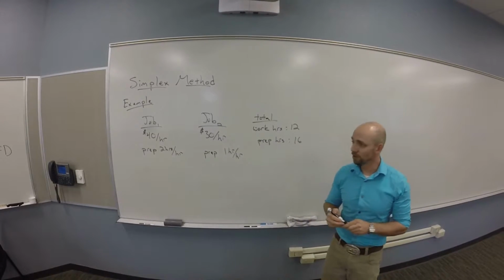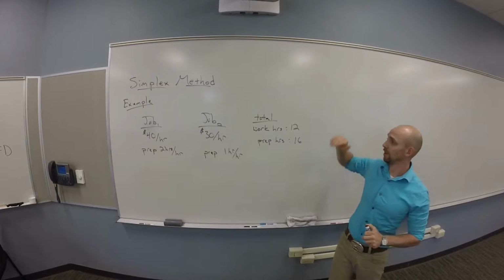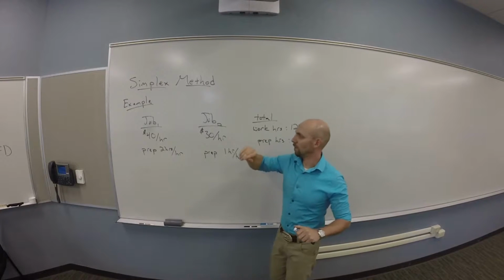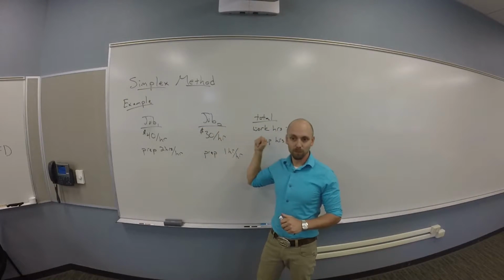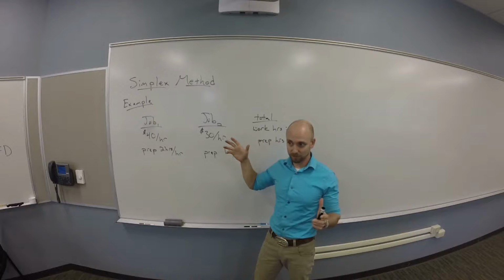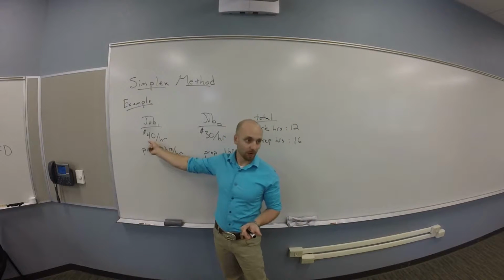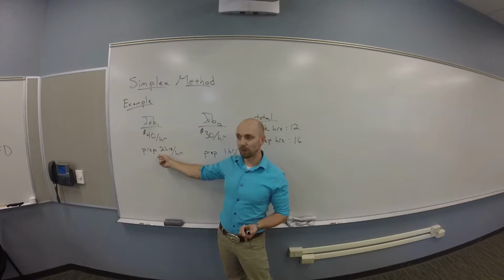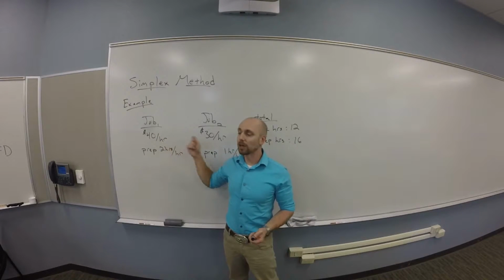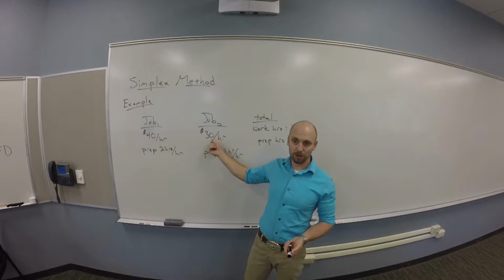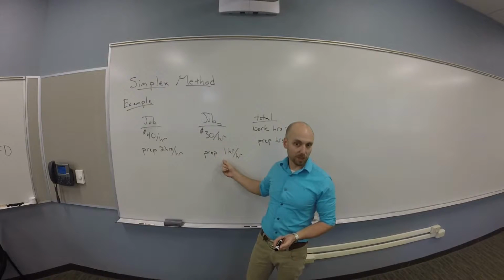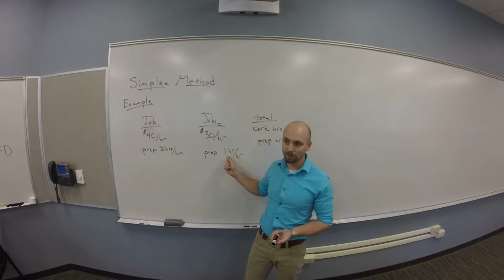So I want to run through the simplex method with an example. Here I have some setup like we did before when we first learned the geometric method, right? It's got two jobs. One pays a little bit better, 40 bucks an hour, but takes a little more prep time, 2 hours per hour. The other job pays a little worse at $30 an hour, and the prep time is a little bit lower. So I've got an hour per hour of prep time.